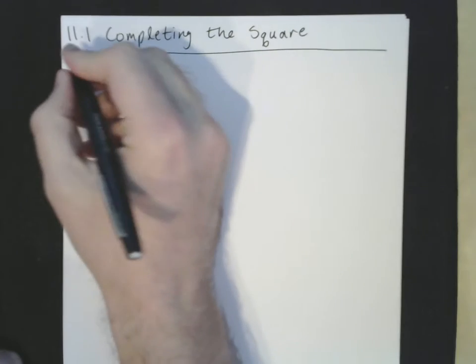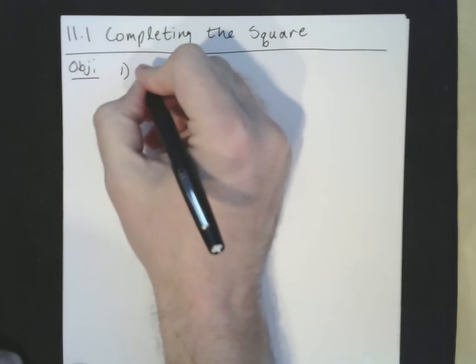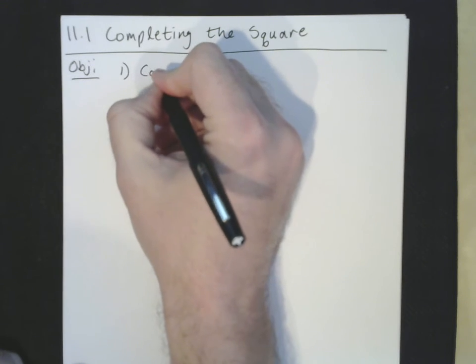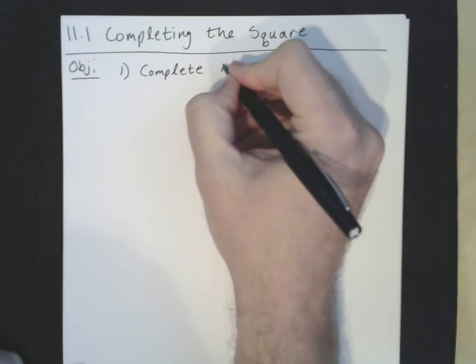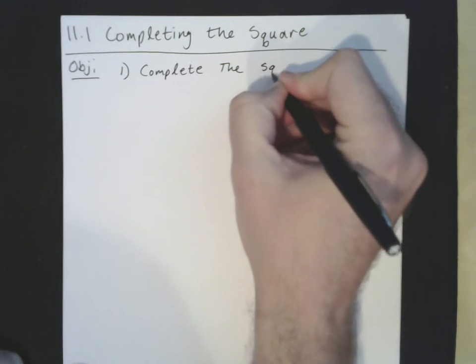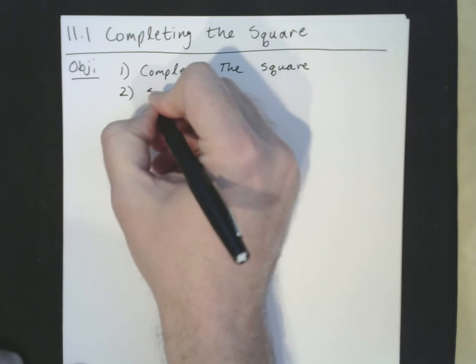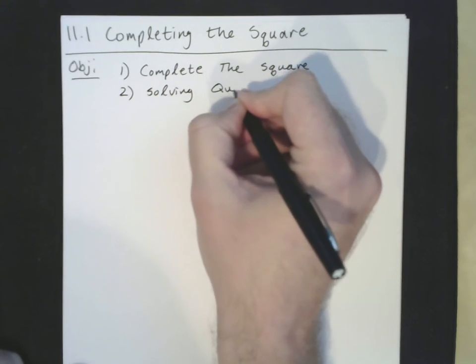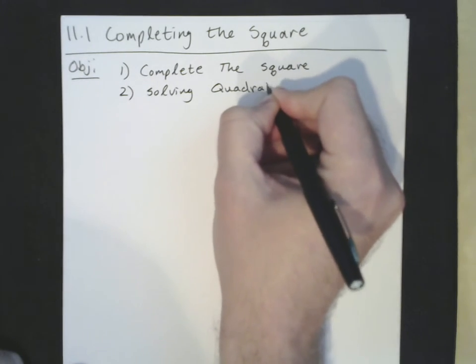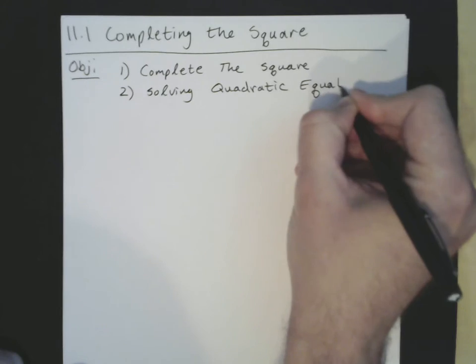So we have two things to look at in this section. The first is how to complete the square and what that means. And the second is just solving quadratic equations.